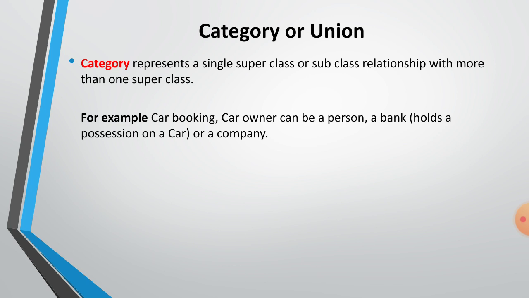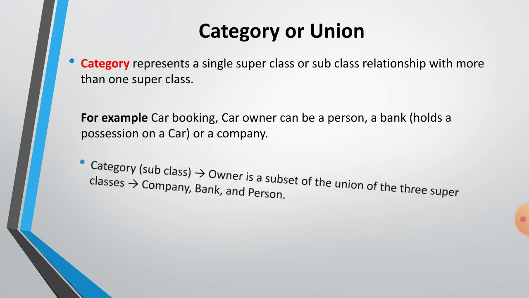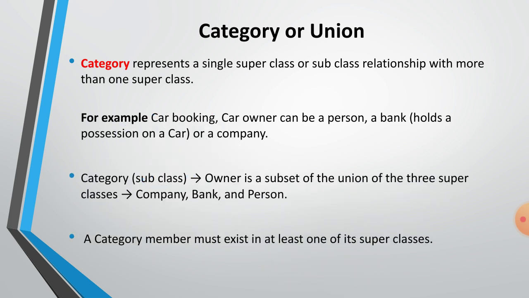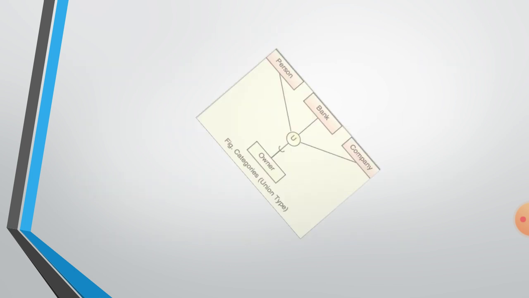I'm considering one example to implement the category concept. What is that? A car booking or a car owner can be a person, a bank, and a company. So I'm trying to implement this example in the EER data model. See once, all of you.